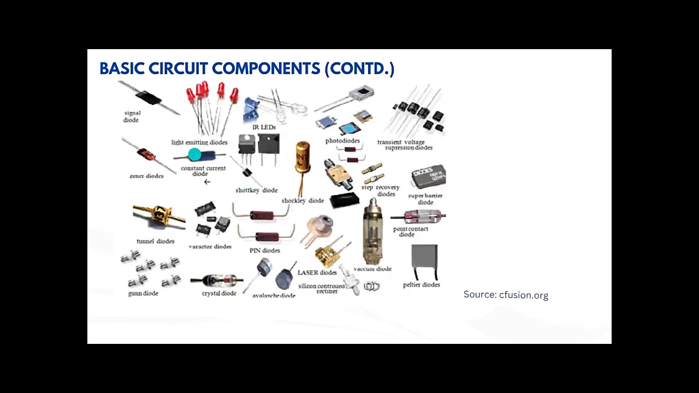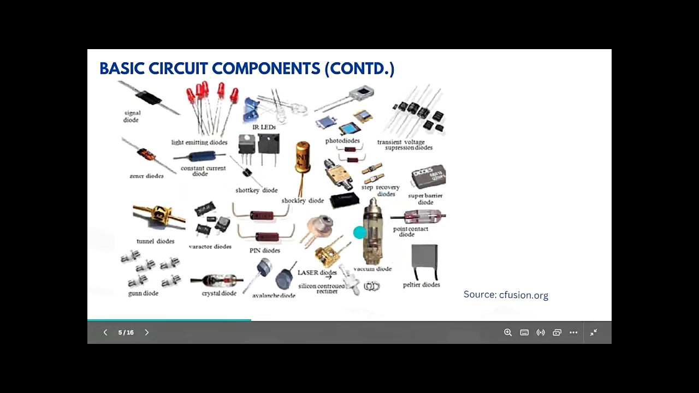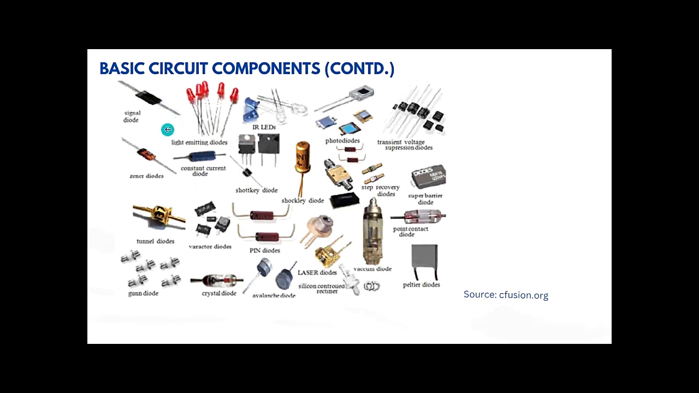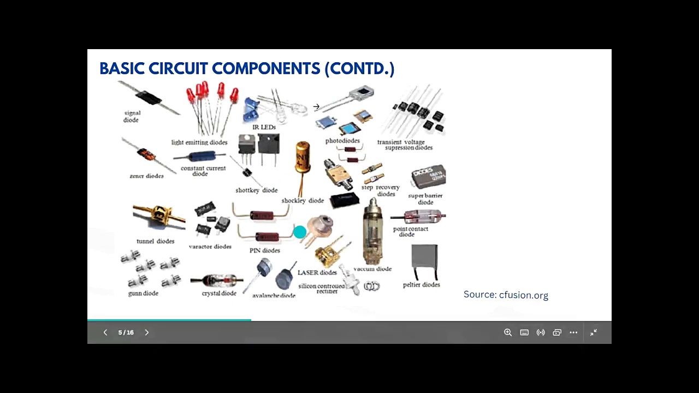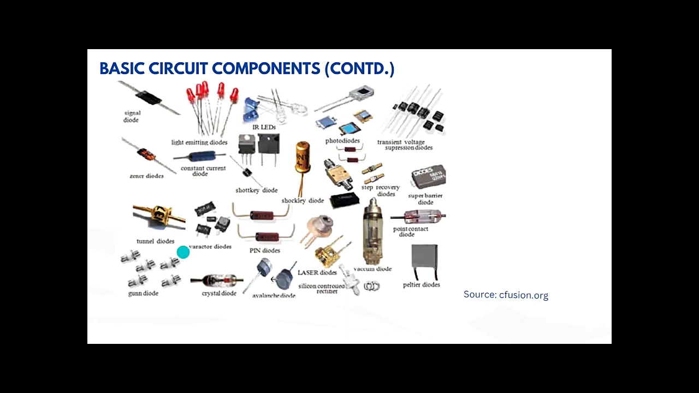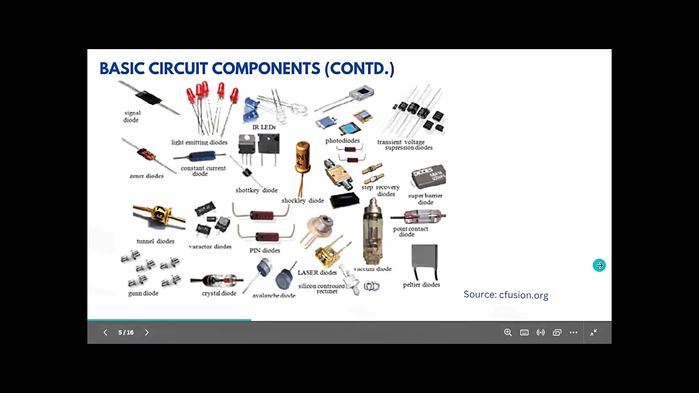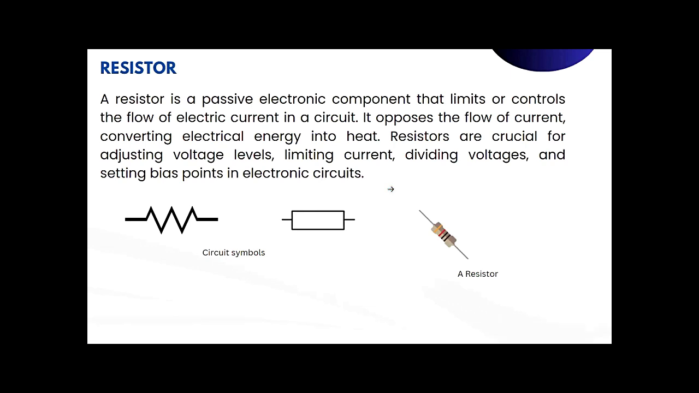So this is a pictorial form of each of the components I mentioned earlier. There are PN junction diodes, light emitting diodes, infrared LEDs, Zener diodes, photodiodes, Schottky diodes, a lot of diodes. The same thing for resistors and all these components. You can see there are ICs and different types of diodes there. So let's look at some of these components.